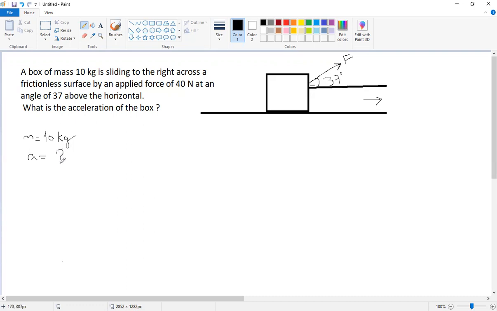What other thing do we have? We have F, which has a magnitude of 40 Newton. And we have the gravitational acceleration, which is g, which is equal to 10 meters per second squared.